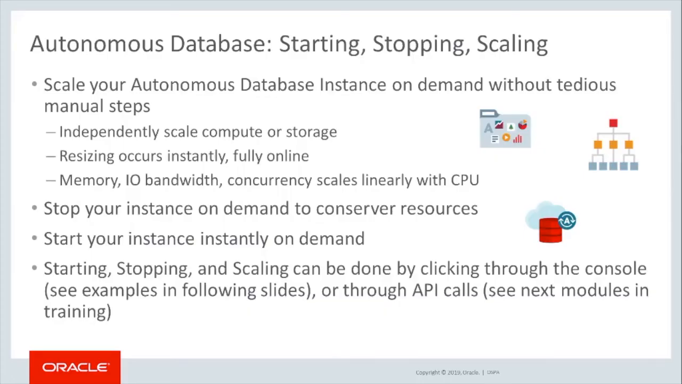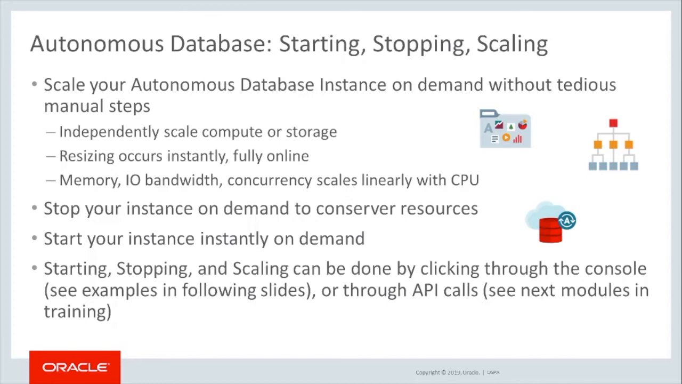The Autonomous Database instance can be scaled on demand without tedious manual steps. Autonomous Database allows for independently scaling of compute or storage, resizing occurs instantly, fully online, memory I/O bandwidth concurrency scales linearly with CPU, so when CPUs are scaled, the system automatically adjusts other resources to match, stopping an instance on demand to conserve resources, starting an instance on demand.